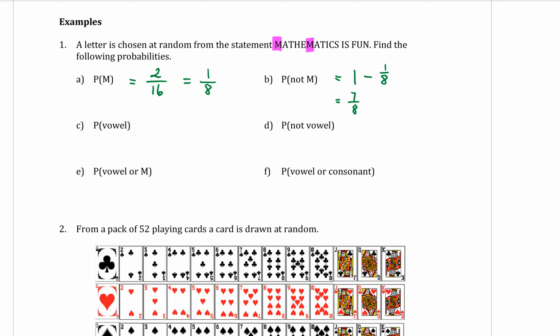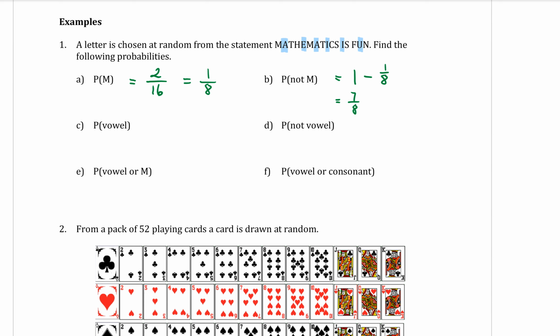Part C says, find the probability of getting a vowel. So your vowels are A, E, I, O, and U. So we look through our statement again and highlight or put a mark next to all the vowels. So there's 1, 2, 3, 4, 5, 6.